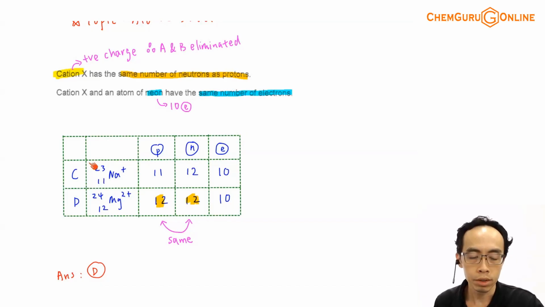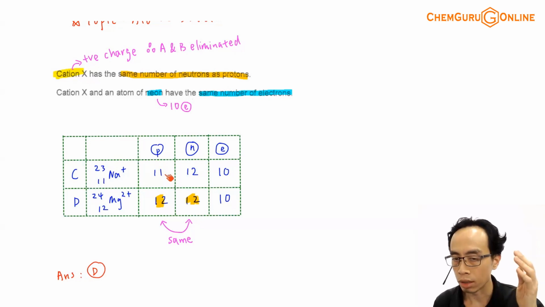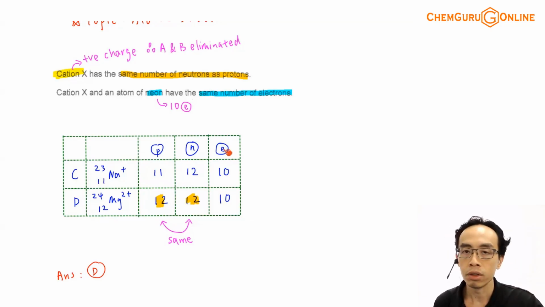For Na plus, option C, the proton number is 11. The neutron number will be the mass number minus the proton number, which is 12. For the number of electrons, since it is Na plus, the sodium atom has 11 electrons, loses one electron, and will have 10 electrons. So this is the total number of protons, neutrons, and electrons for Na plus. For Mg2 plus, the proton number is 12. The neutron number is 24 minus 12, which is 12. The number of electrons: the magnesium atom has 12 electrons, you take away 2 electrons, it has 10 electrons.